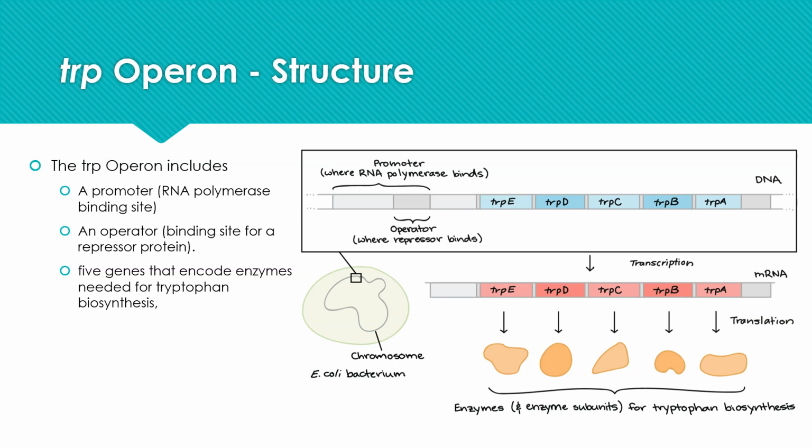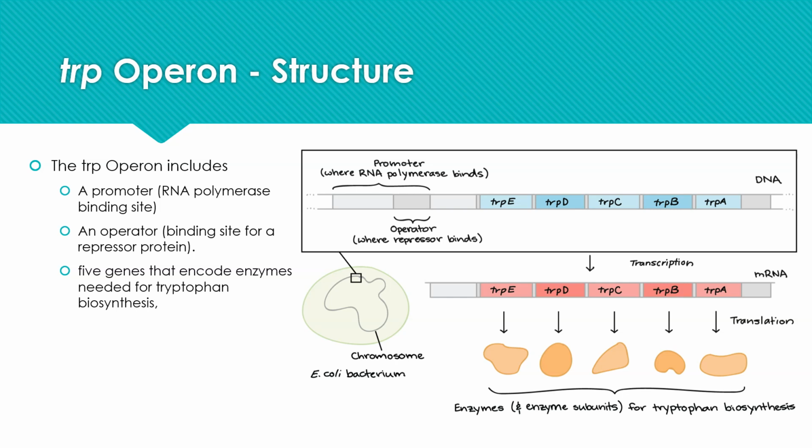Just make sure you're clear on that. The operon does not itself produce tryptophan. It produces the proteins needed to make tryptophan. So just make sure you're clear on that. Before you have these 5 structural genes, you have 2 special regions. One is a promoter and the other is an operator.